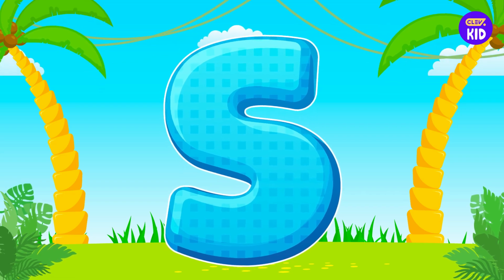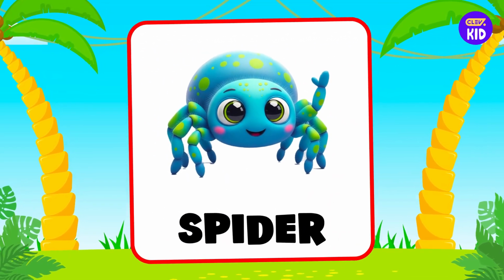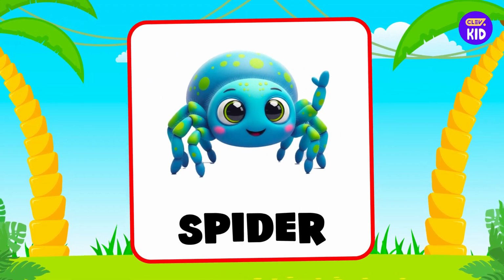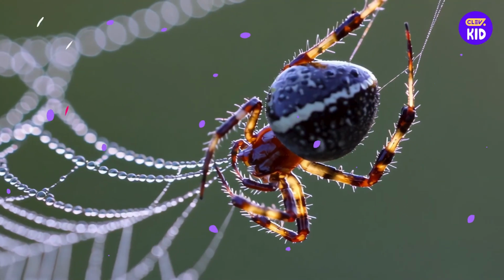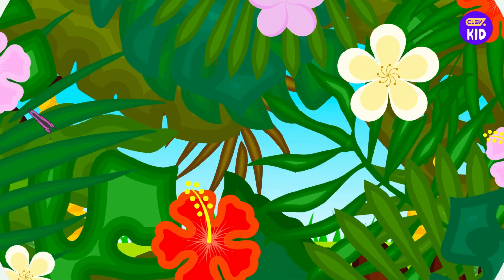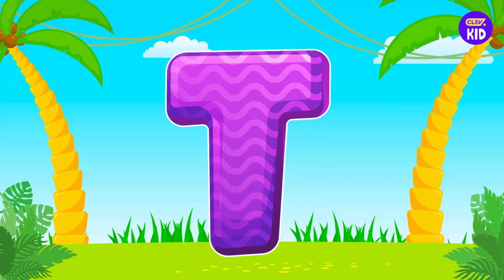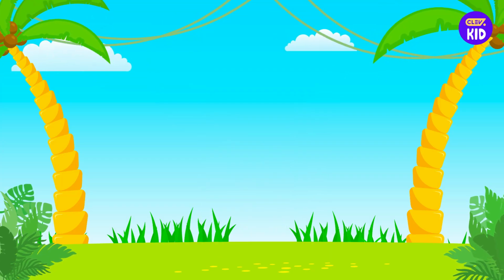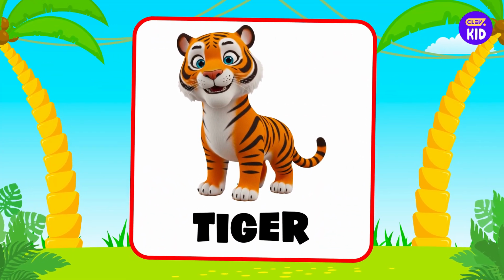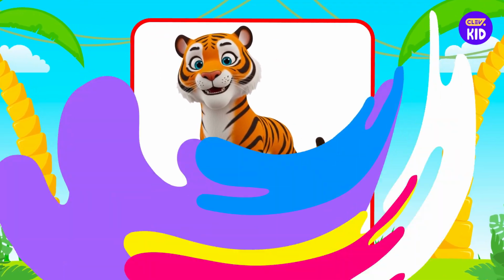This is the alphabet S. S is for spider. S is for spider. This is the alphabet T. T is for tiger. T is for tiger.